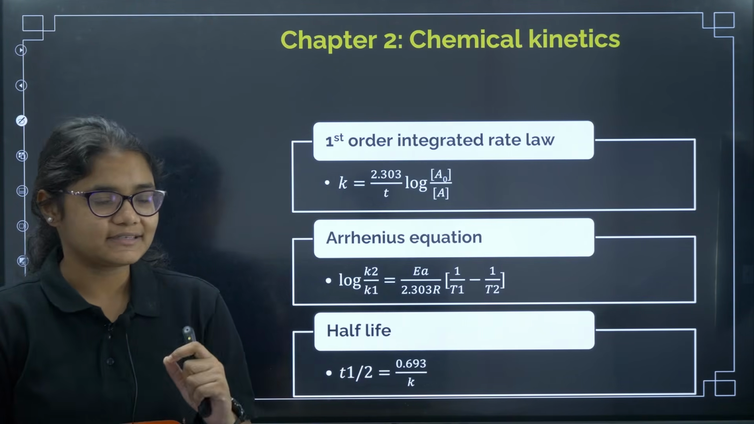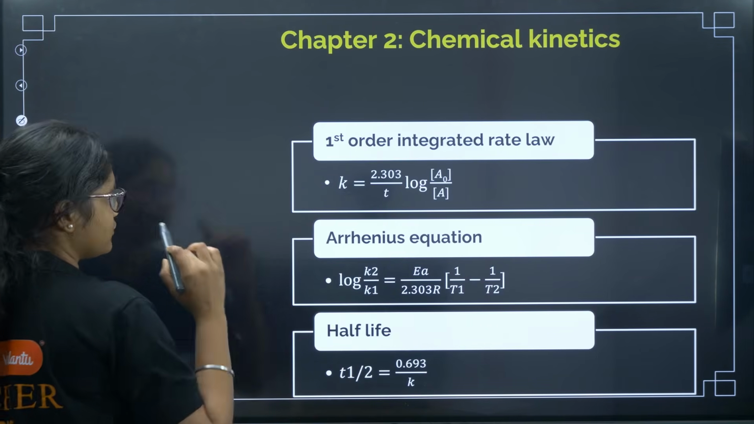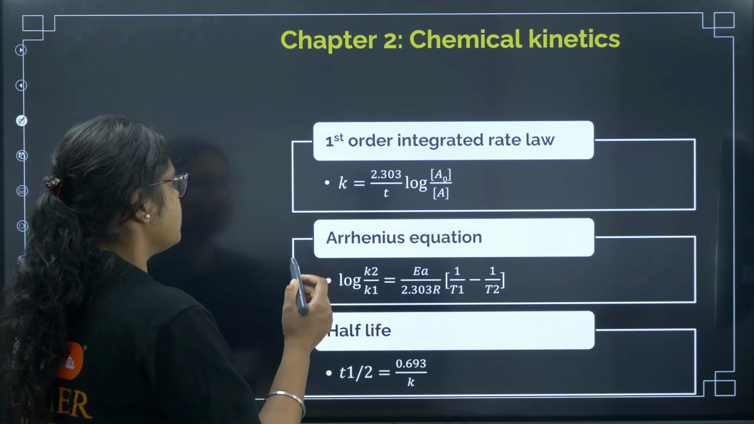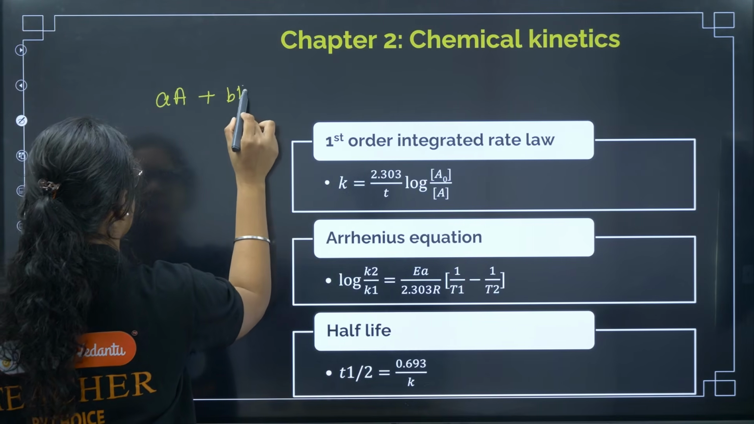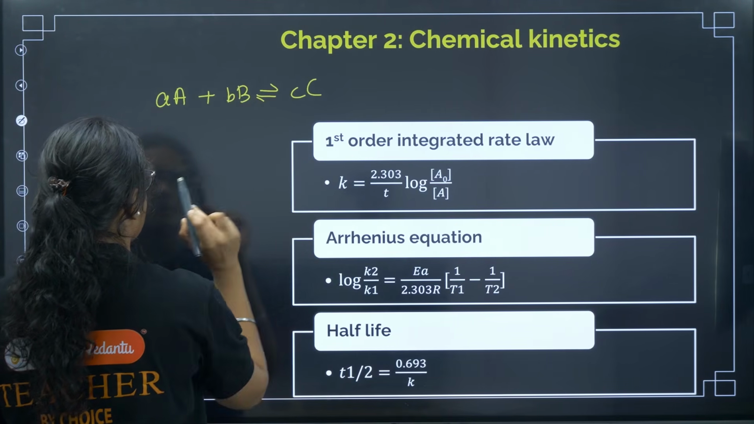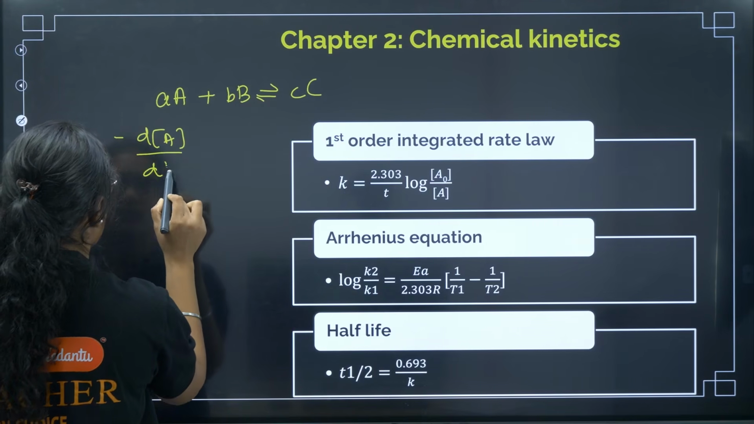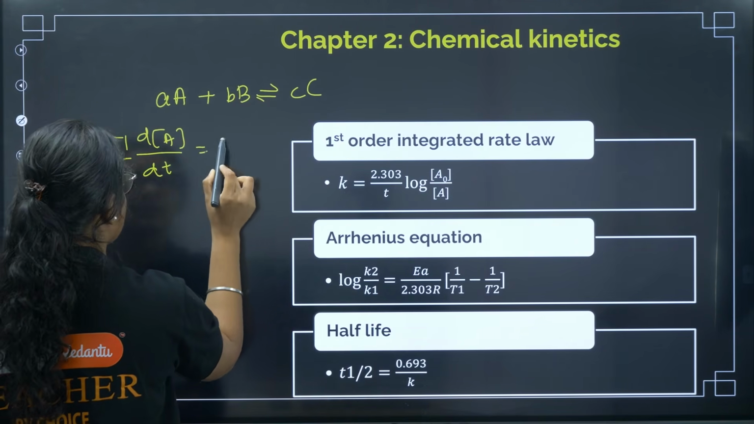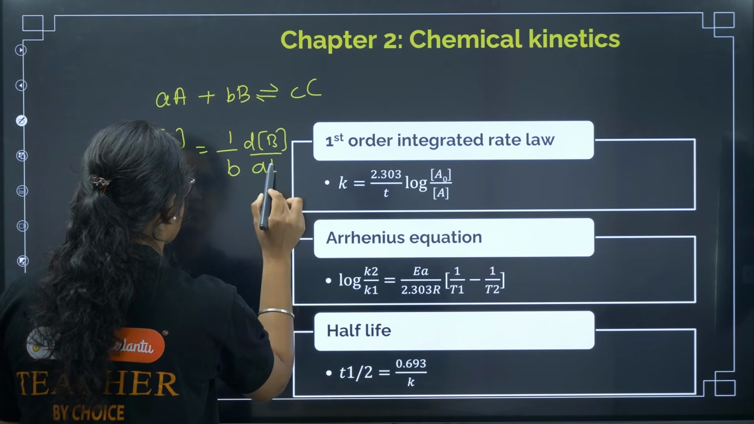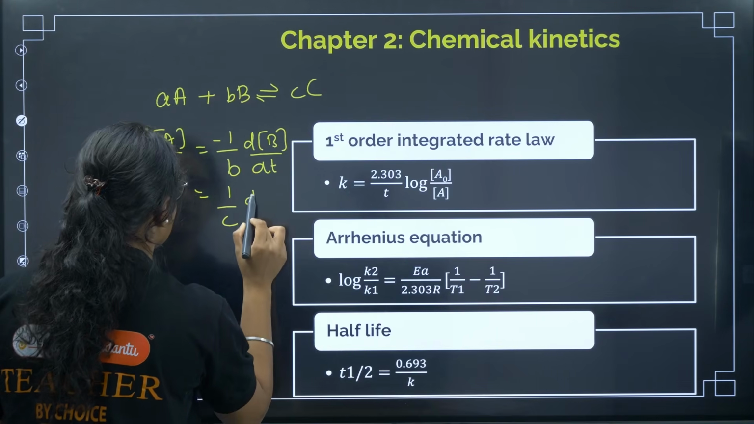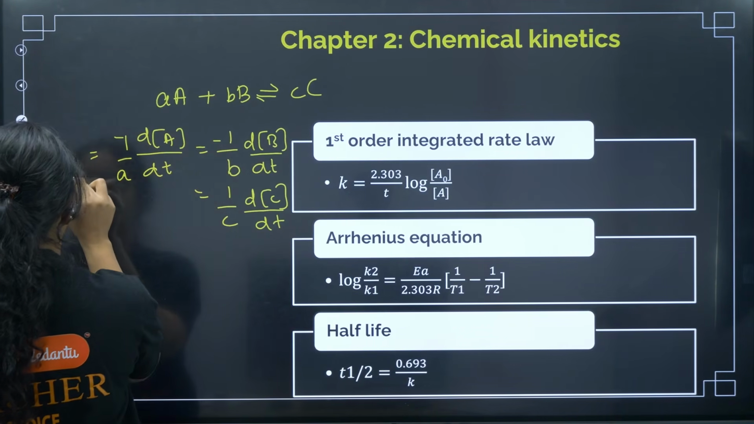So let us go to the next chapter, that is your chemical kinetics. In chemical kinetics, first you should know how to write the differential rate law. For any reaction, if you have aA plus bB gives cC, we can write minus (1 by a) dA by dt is equal to minus (1 by b) dB by dt is equal to (1 by c) dC by dt. This is equal to the rate of a reaction.